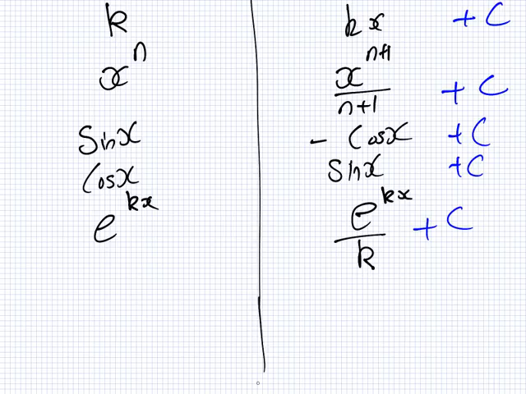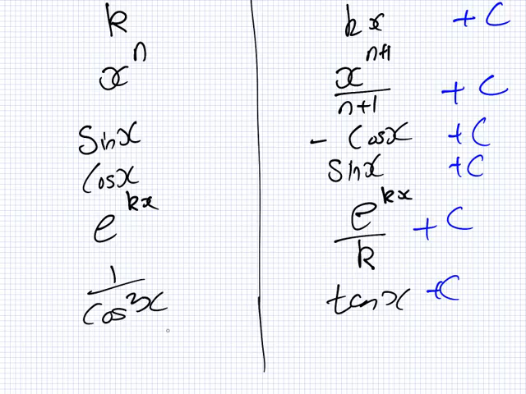Does anybody remember the derivative of tan x? Yes, it's sec, which is 1 over cos. So the derivative of tan x is 1 over cos squared x. Therefore, the antiderivative of 1 over cos squared x is tan x.